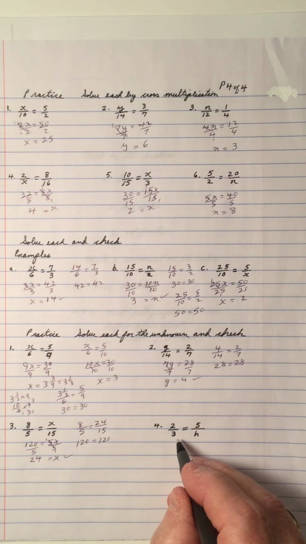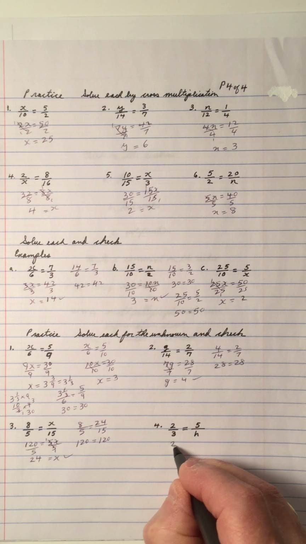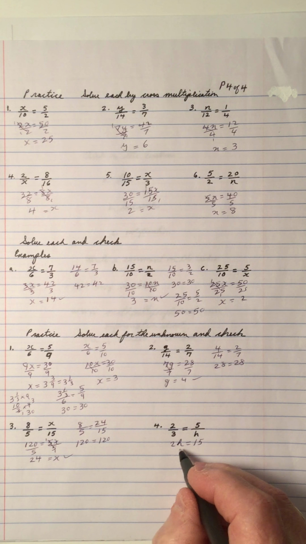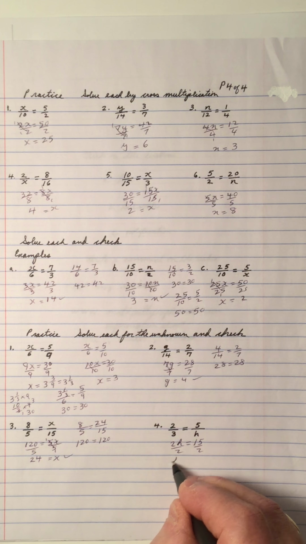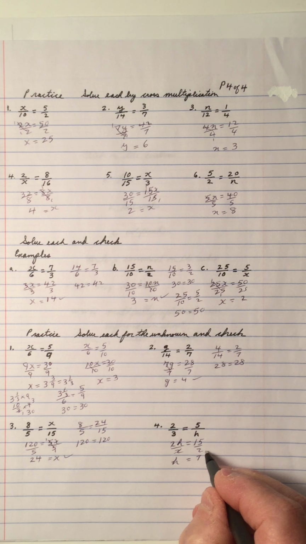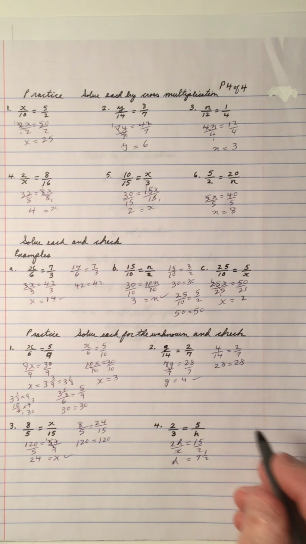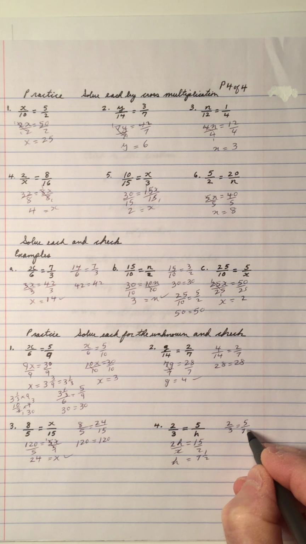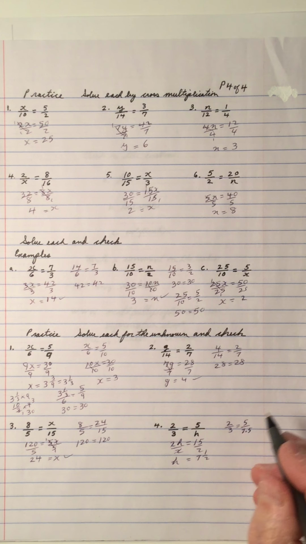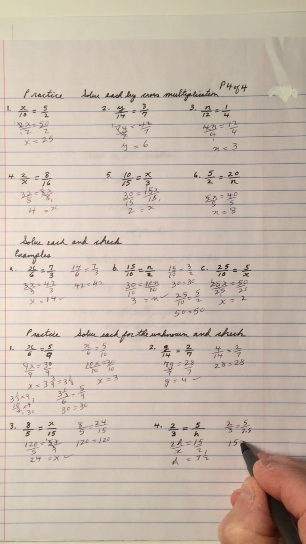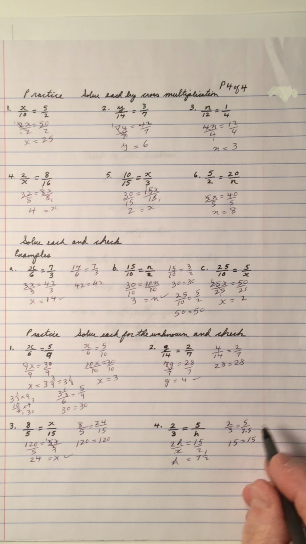And the last one we have here, 2 times h. 3 times 5 is 15. And we divide by 2. And they cancel. And we get 15 divided by 2 is 7, and 1 left over, so 7.5. And if we check that out, 2 over 3 equals 5 over 7.5. So 2 times 7.5 is 15. And 3 times 5 is 15.